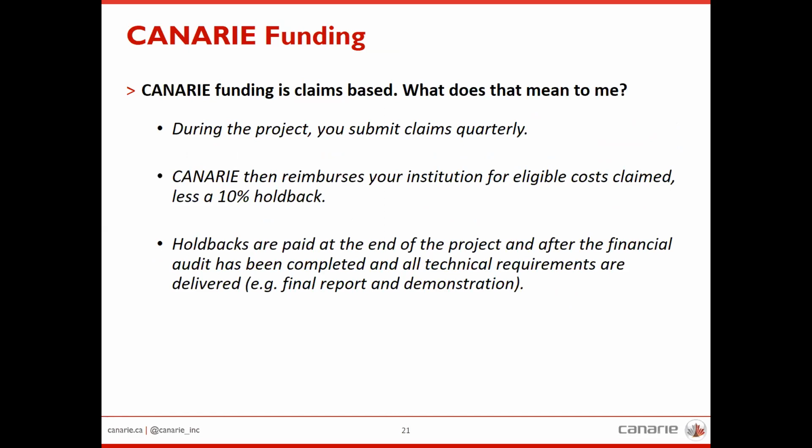So the way our funding works is it's done retroactively. The claims are submitted quarterly. So at the end of each quarter, you would submit a claim to us of all your eligible costs for that period, and then we will process it on our end and reimburse you for that eligible cost, less a 10% holdback. The 10% holdback gets released and paid at the end of the project, after the financial audit has been completed and all other technical requirements are delivered.